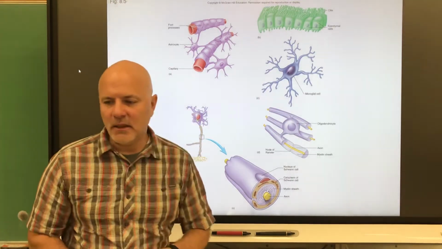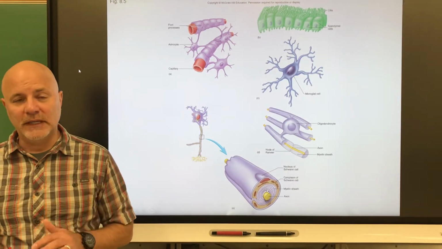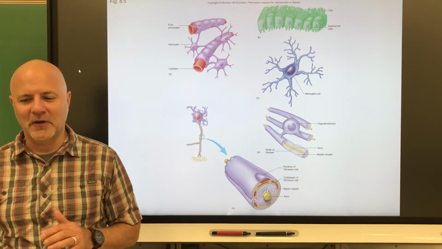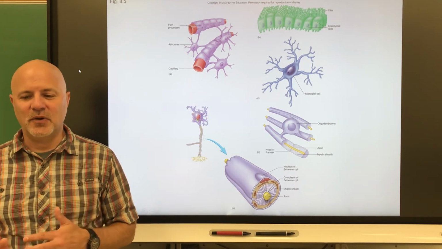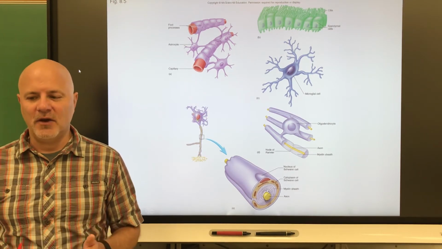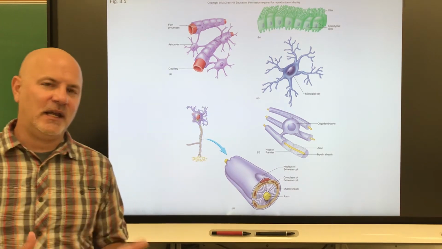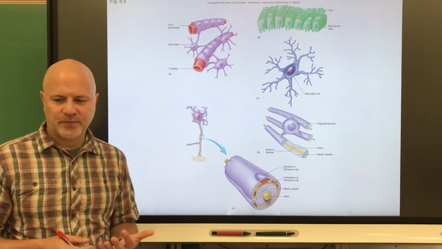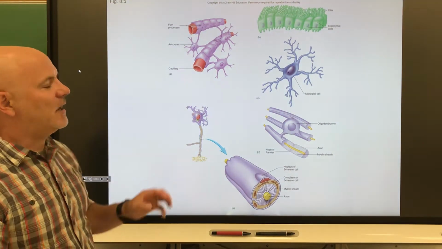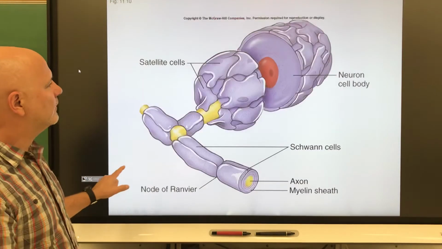So neuroglia. So moving on to neuroglia. Neuroglia are supporting cells that provide neurons with certain physiological requirements. They're sort of like the connective tissue of nervous tissue. So let's look at these cells in the central nervous system.